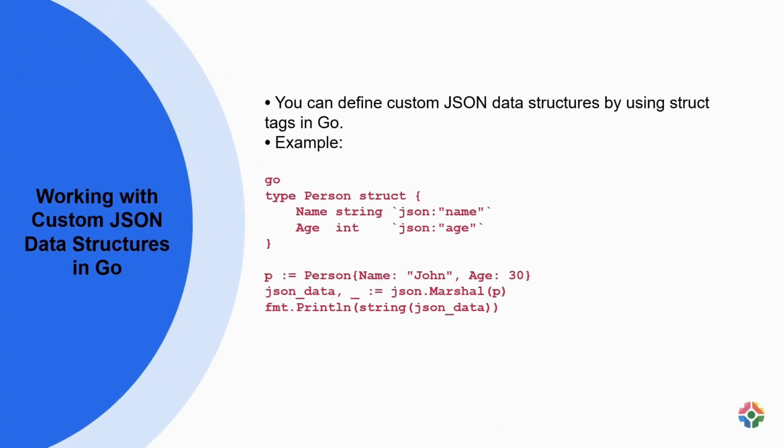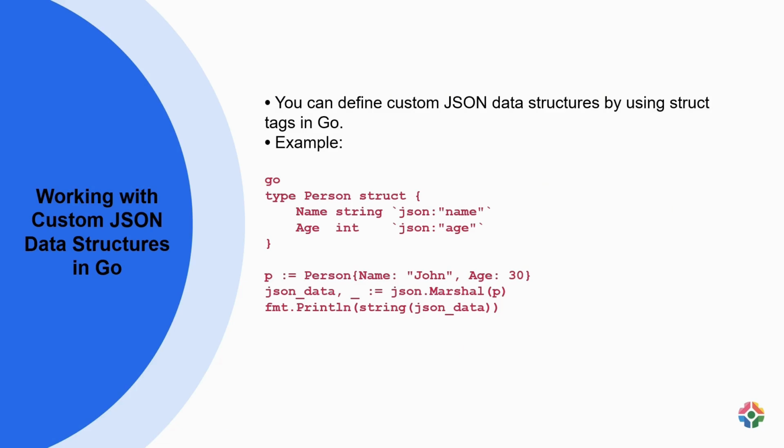To define custom JSON data structures in Go, you can utilize struct tags. These tags are added as metadata to the struct fields and allow you to specify how the struct fields should be represented in the JSON output. In the provided example, a struct named person is defined with two fields, name and age. The JSON tag is used to specify the JSON key associated with each field.